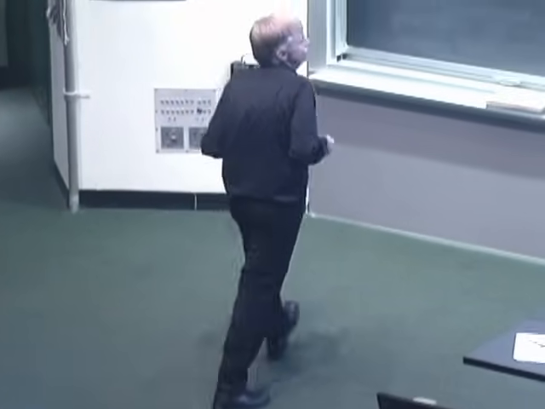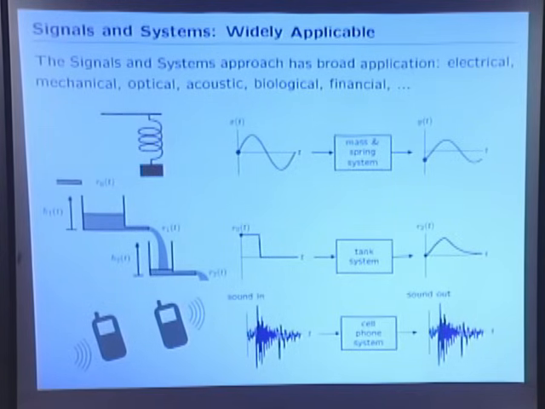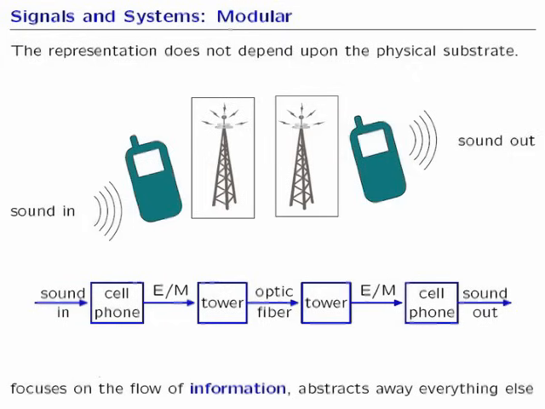So we do this for an enormous number of reasons. One is that it's widely applicable. You can do this kind of characterization for systems from electrical systems, mechanical systems, optical systems, acoustic systems, biological systems, financial systems, all over the place. That means that this kind of approach is very powerful because it's so widely applicable. It also means that every engineering discipline everywhere has some course like this. It's just too powerful not to do it. So regardless of what department you were in in the School of Engineering, there is something like this. Another reason this is interesting is that it provides a layer of abstraction that lets you focus on certain things.